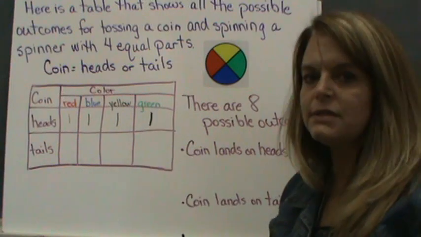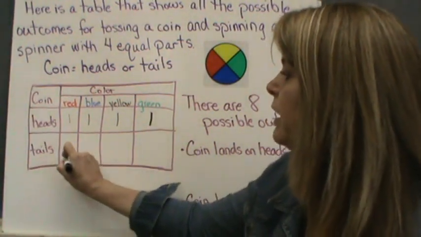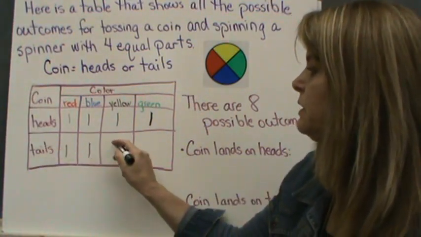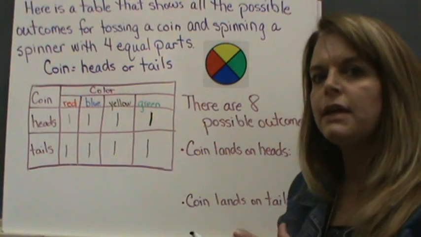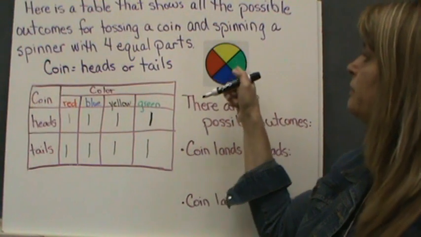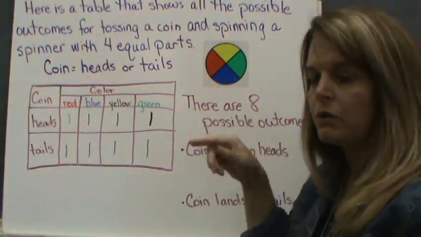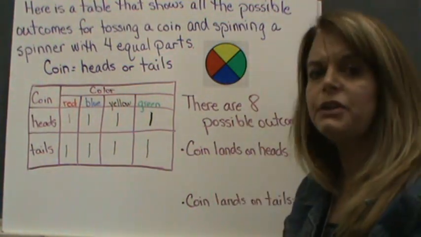What if my coin lands on tails? Same thing. I can get tails red, tails blue, tails yellow, or tails green. There's nothing else I can get. If my coin lands on tails, I'm either going to get one of these, because these are 4 equal parts. Each part is 1/4. So it's an equal spin. But that's all I can do.